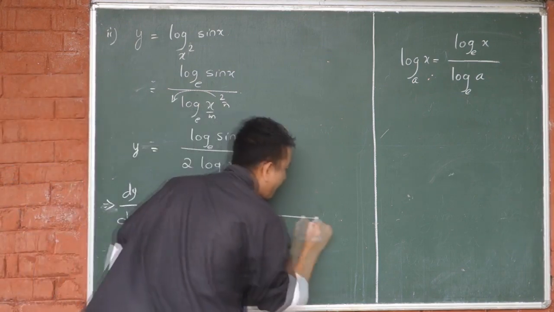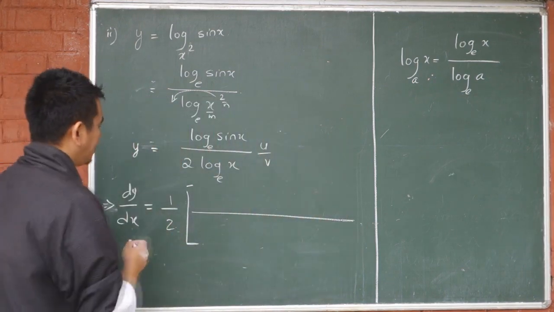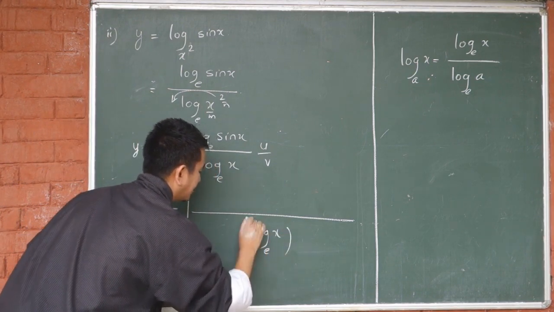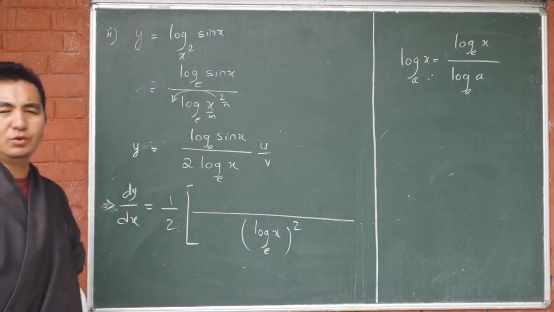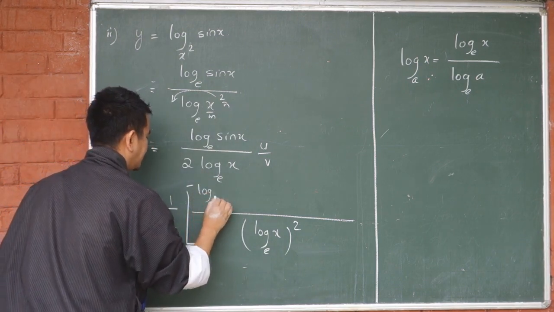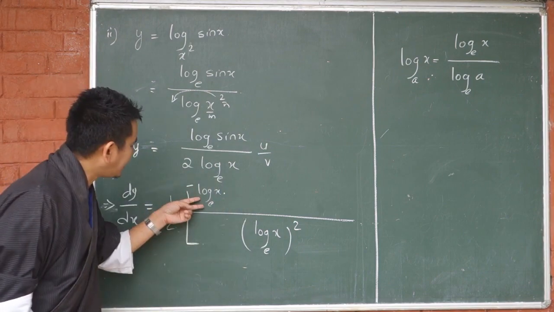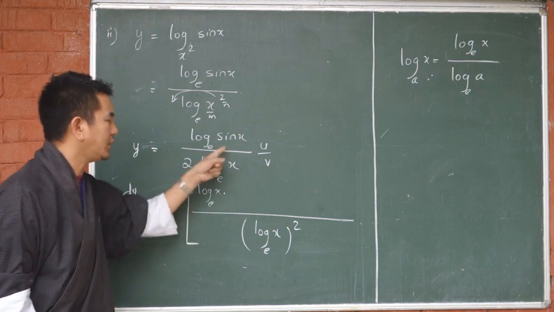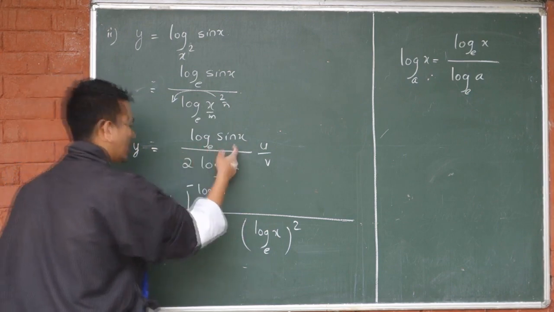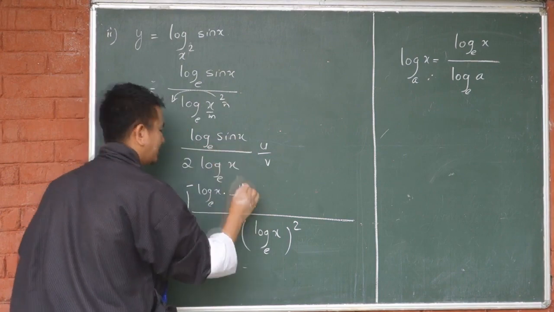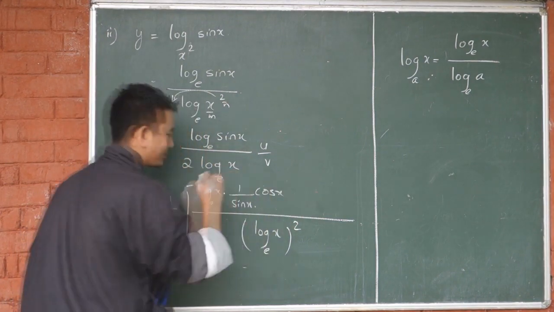Then please use the quotient rule now. Here log to the base e of x becomes whole square in the denominator. Quotient rule, u by v method. Then log to the base e of x remains the same. Understood now? Because when you differentiate this function, you will get it in the denominator. So what is log sin x? It is 1 by sin x times the derivative of sin x, which is cos x.